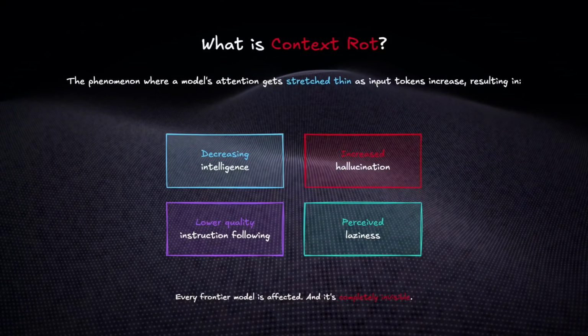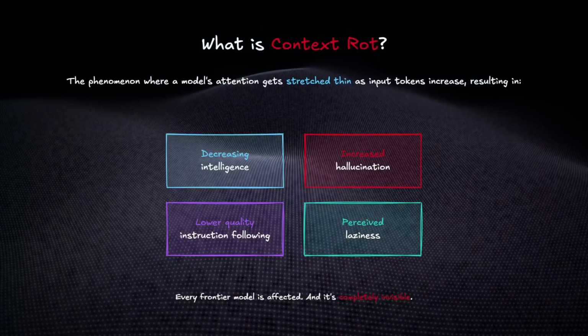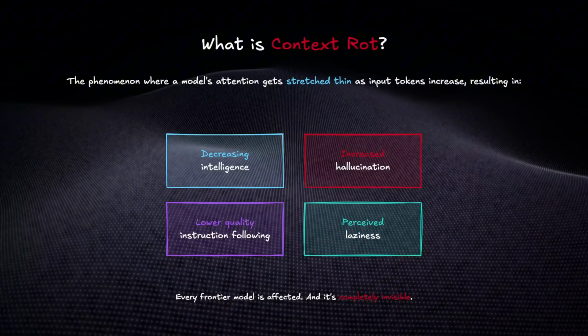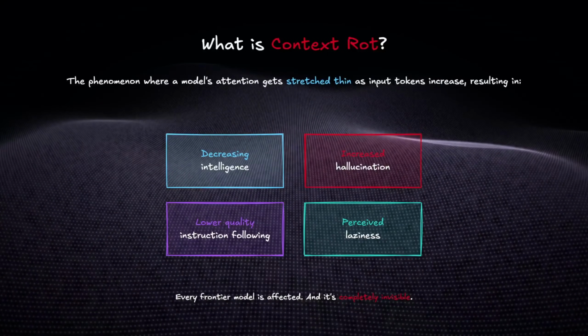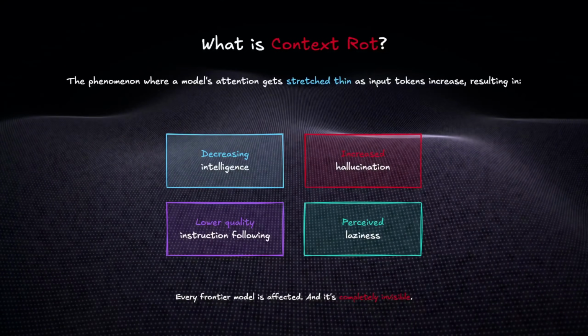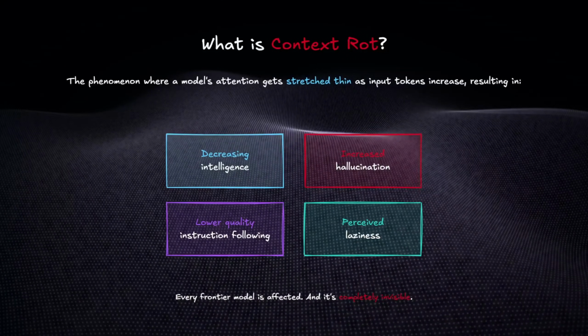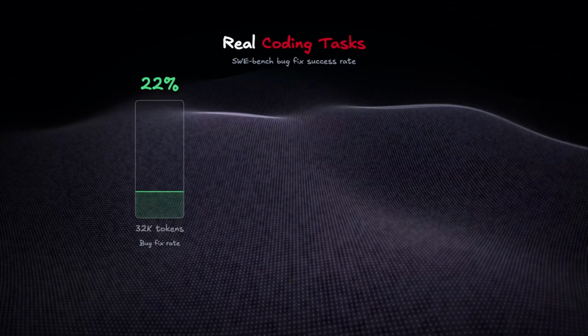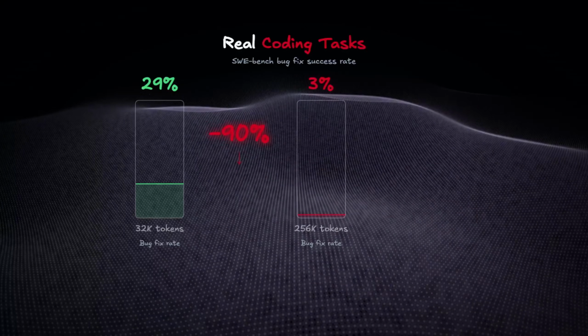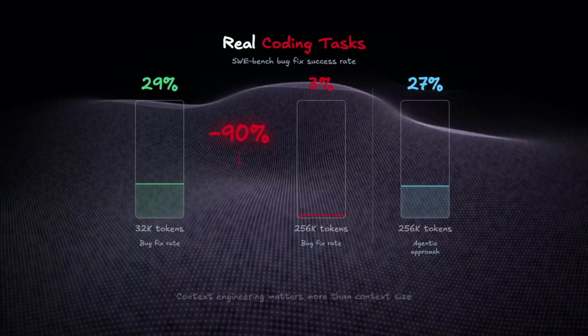Context rot occurs because, like in humans, the attention of models is a finite resource. Also, training examples, both in the pre-training and reinforcement learning phases, are relatively short conversations. As context length grows, the model is increasingly out of distribution. Research shows that context rot can decrease model effectiveness by up to 90% in coding tasks.